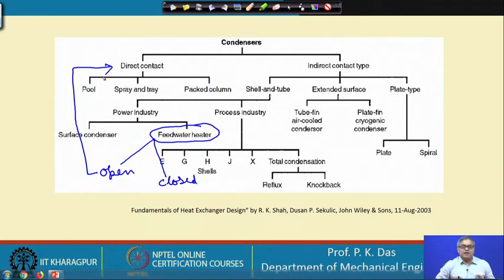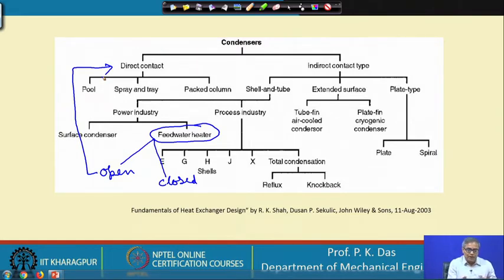So, to some extent I will try to touch upon these points, but at the beginning let us have some basic idea. Then we are going to process industry. In process industry, a lot of shell and tube heat exchangers are used for condensation, and if we see the history of the development of heat exchangers, we will see from the very early days shell and tube heat exchangers are being used as condensers.